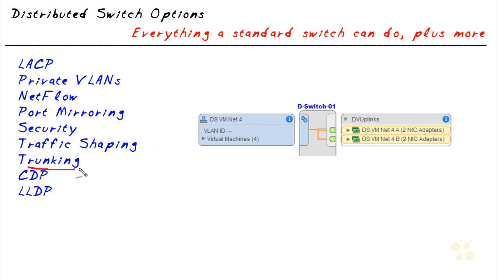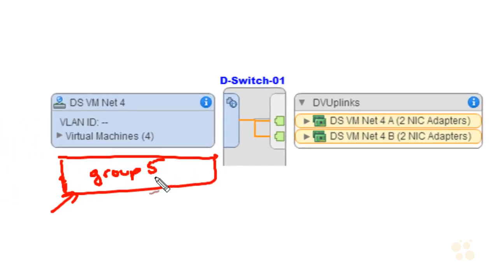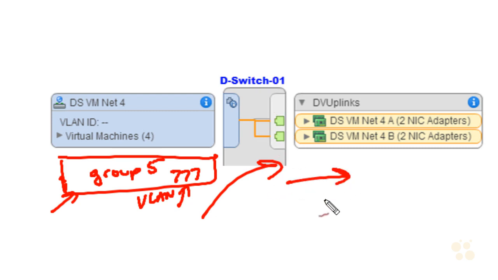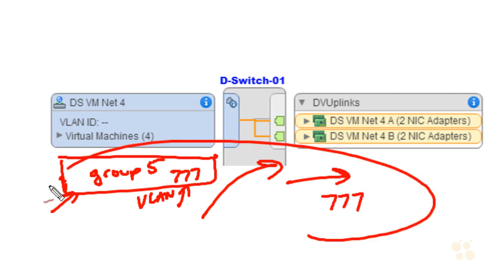Another option we have with a distributed switch is trunking. Now, we have some trunking with the standard switch. For example, let's say we have a VM port group called Group 5. And regarding the details of that port group, we specify that it's part of VLAN 777. Well, what happens as that traffic goes out to the outside world, the standard switch would automatically tag those frames as it goes over the trunk with the 802.1Q tag of 777. So the standard switch can do all that.